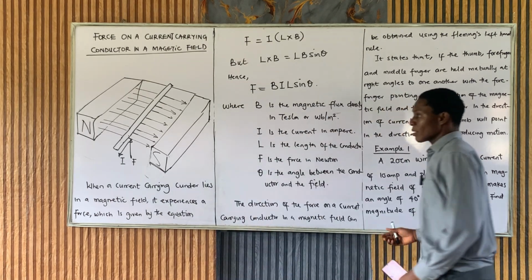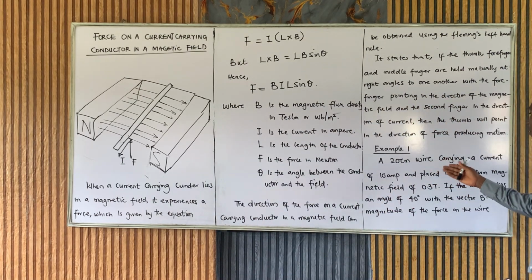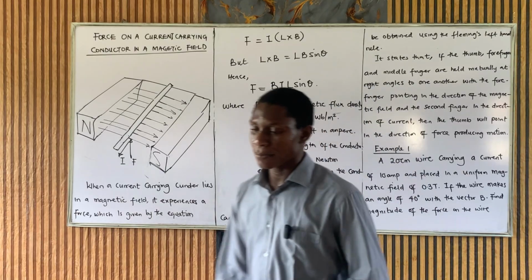Now let's look at example 1. A 20 cm wire carrying a current of 10 ampere is placed in a uniform magnetic field of 0.3 Tesla. If the wire makes an angle of 40 degrees with the vector B, find the magnitude of the force on the wire. So let's solve this question.